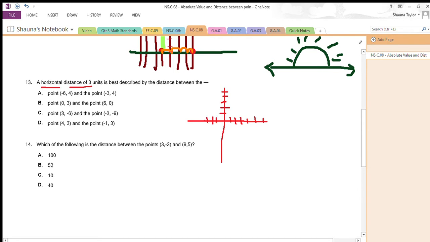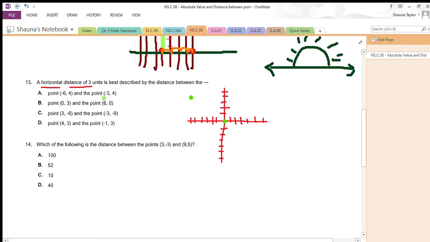1, 2, 3, 4, 5, 6. I better draw some lines here just in case. 1, 2, 3, 5, 6. All right, so let's check this out. Okay, let me come over here. All right, so I'm going to find point -6 and 4. So if I start at my origin, I got to go backwards 6. So 1, 2, 3, 4, 5, 6, and up 4. 1, 2, 3, 4. So I'm right there.